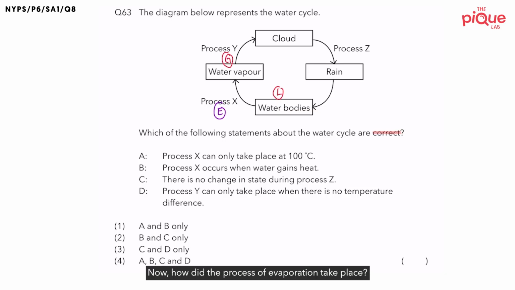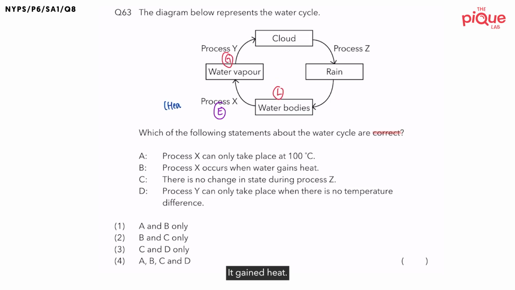Now, how did the process of evaporation take place? Did the water in the water bodies gain heat or lose heat to evaporate? It gained heat. Now, where did the water gain heat from? It gained heat from the warmer surrounding air to form water vapor. When the warmer water vapor forms, would it then rise or would it sink? We know that hot air rises, and as it rises, it will come into contact with the cooler surrounding air.